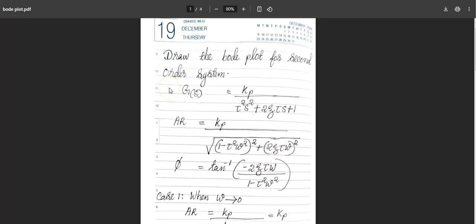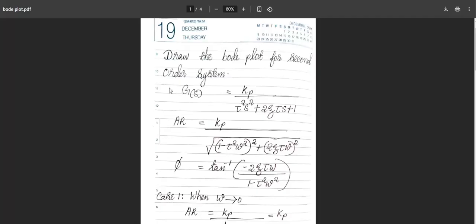Hello friends, today we'll discuss how to draw the Bode plot for a second order system. Drawing the Bode diagram is specifically for checking the stability of a system. One of the techniques for checking the stability is the Bode stability criteria. To apply the Bode stability criteria, first you have to plot the Bode diagram. So we'll see how we can plot the Bode diagram for a second order system.